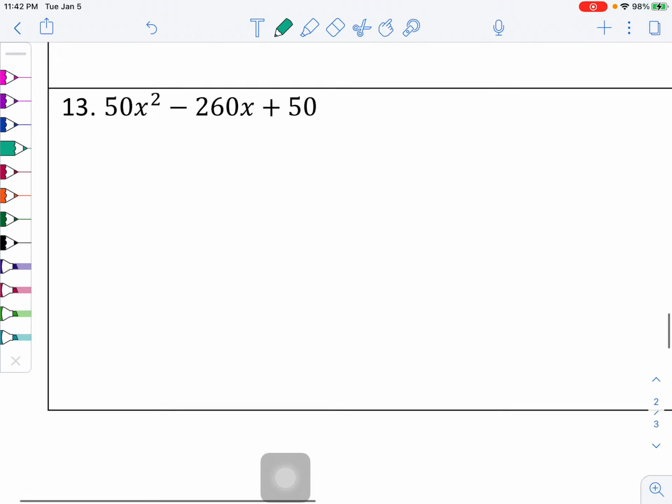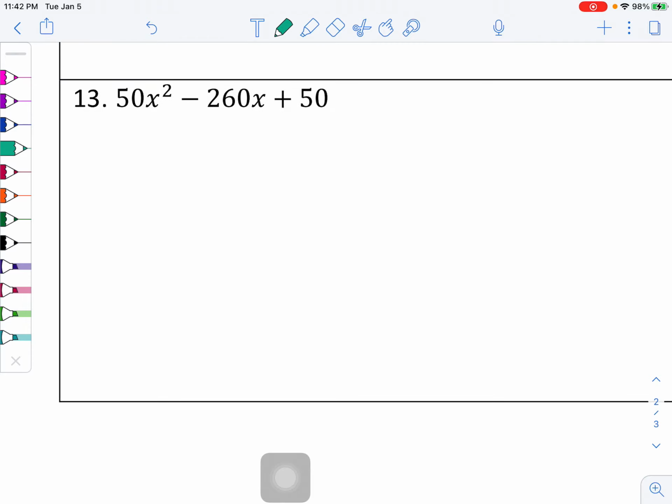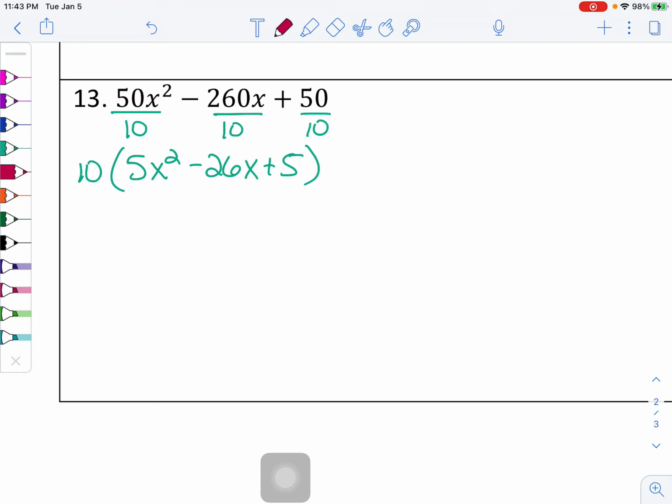It is. All right, and again, I'll have the even numbers done in the answer key, and of course, you can ask any questions that you need to. All right, 50, 260, and 50 are all divisible by 10. So I'm going to go ahead and take a 10 out of all of these terms. So 5x squared minus 26x plus 5. Now I can look at doing the AC method.